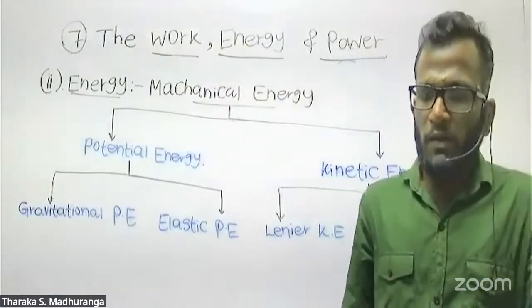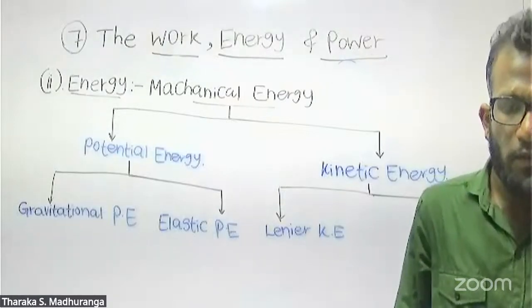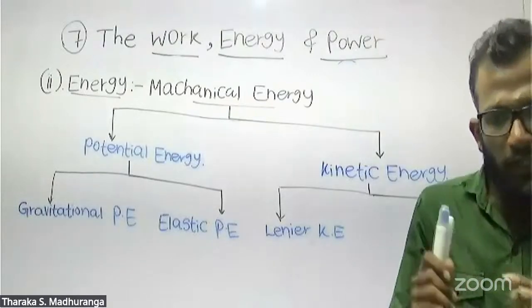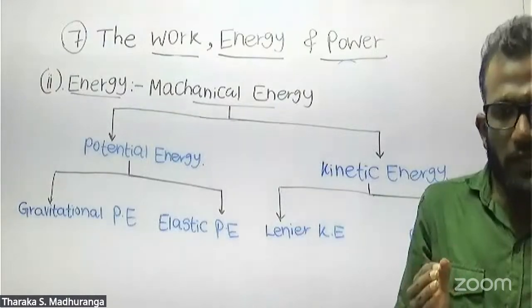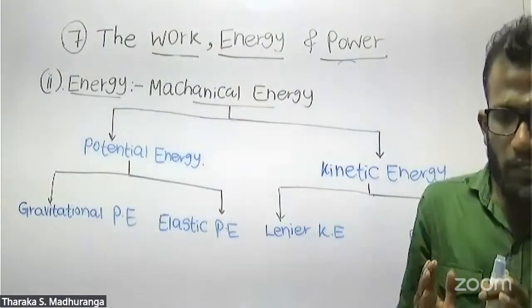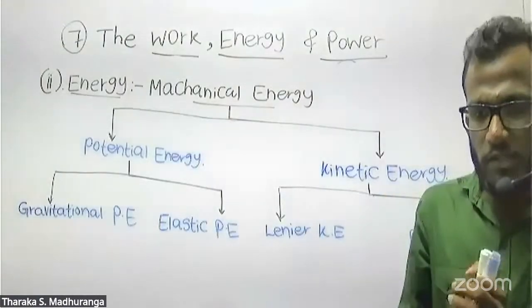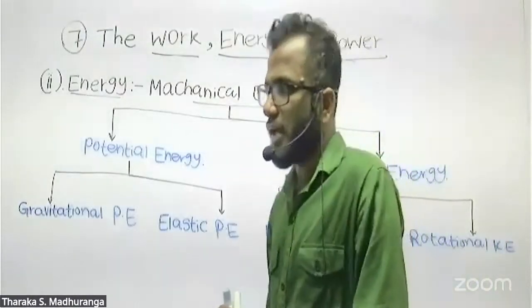Okay, I got the point. The mechanical energy has mainly two types: potential energy and kinetic energy. The potential energy has two types: gravitational potential energy and elastic potential energy. The kinetic energy also has two types: linear kinetic energy and rotational kinetic energy.